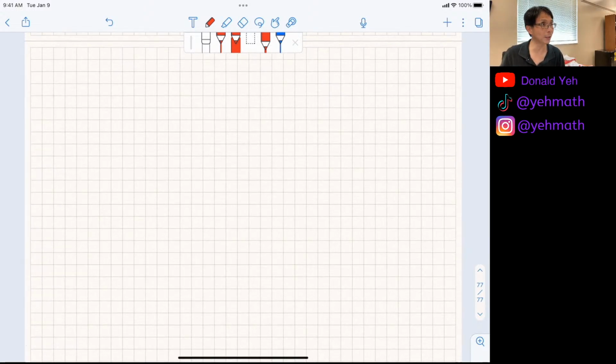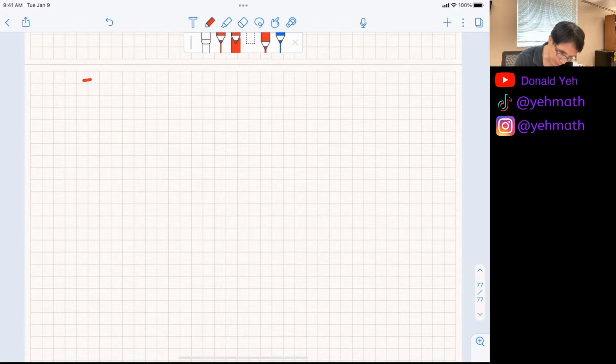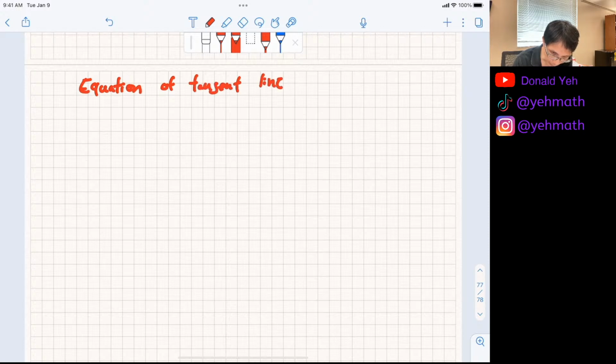But I do want to talk about another line that you have to know besides the equation of the tangent line. So this is the equation of the tangent line. And guess what? If you don't know how to do the equation of a tangent line, you're in big trouble. This is like 10% of the test. They can use that for approximation, they can use that for different things. So y minus y1 equals m times x minus x1.